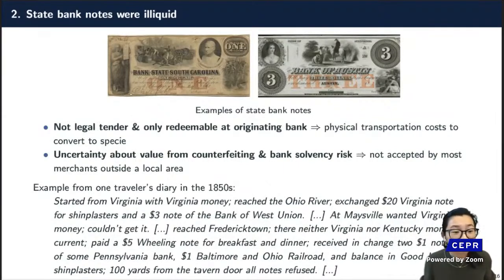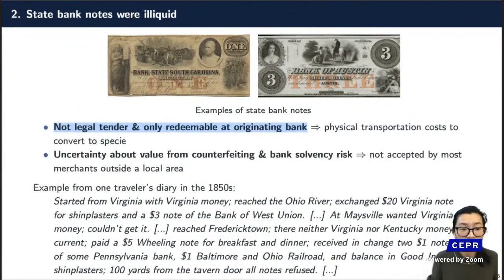First, they were not legal tender and they were only redeemable at the originating bank. So you could only take them in and get something real for them if, for instance, you had this banknote of South Carolina and you were in Georgia, and you went all the way back to South Carolina. So there were these physical transportation costs associated with converting a note into something that would actually have real value.